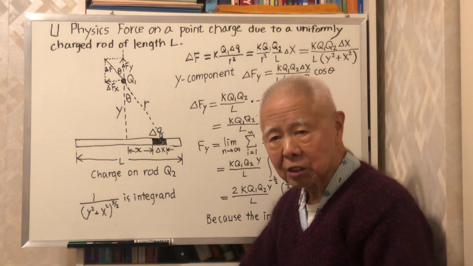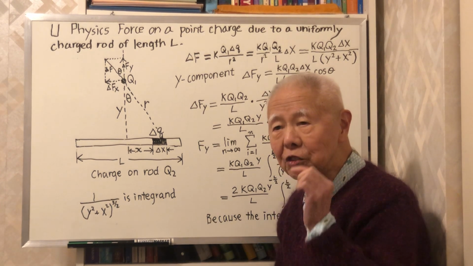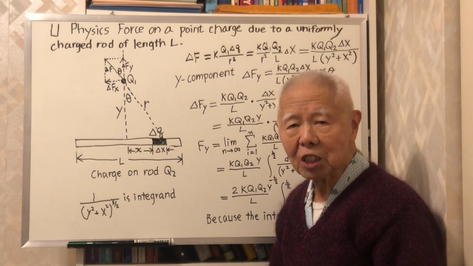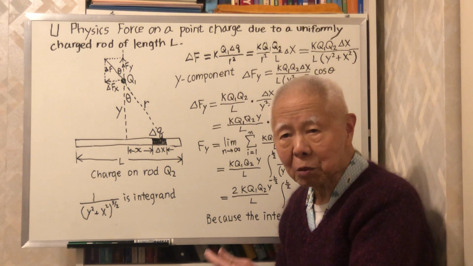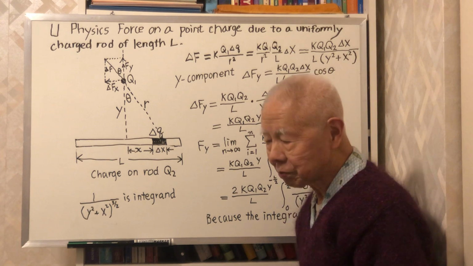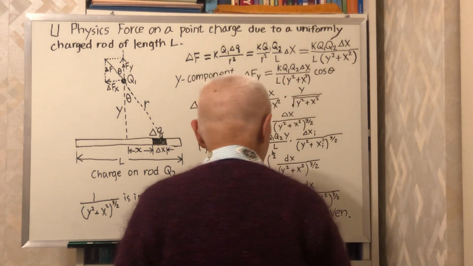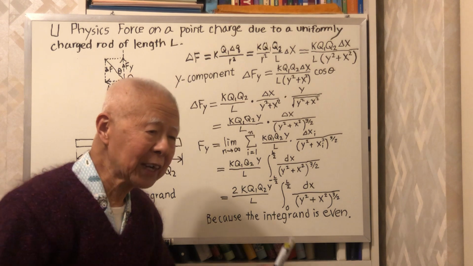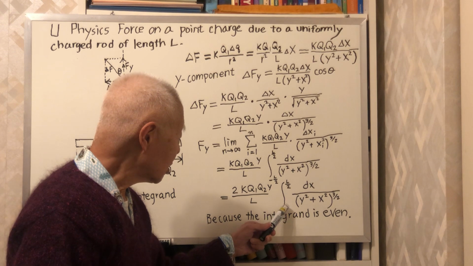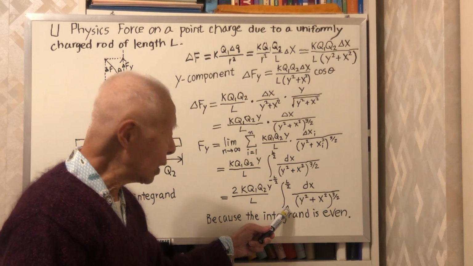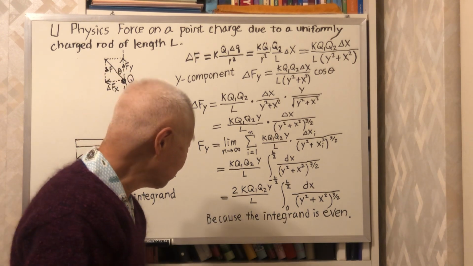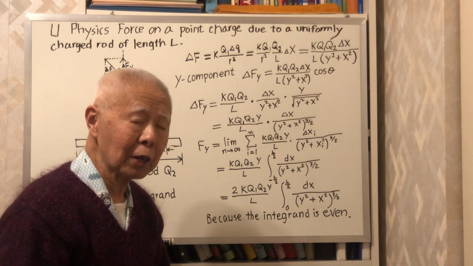So if you integrate an even function from negative a to positive a, then you can integrate from 0 to a and multiply by 2, because it is an even function. Therefore, I rewrite the two limits: change the lower limit to 0 and multiply the entire expression by 2. This is what I want to achieve.